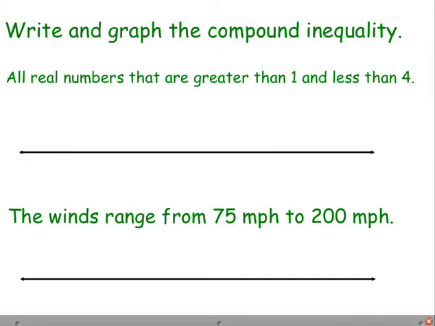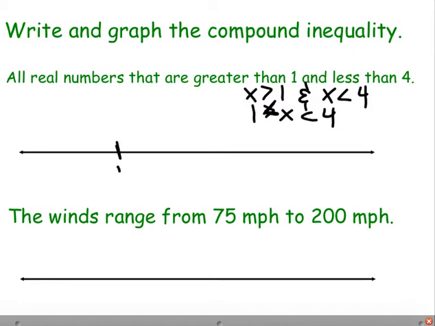Let's try again. All real numbers that are greater than 1 and less than 4. So our original inequalities are x > 1 and x < 4. Combined, we switch this around to say 1 < x < 4. So from 1 to 4, we have our solutions.